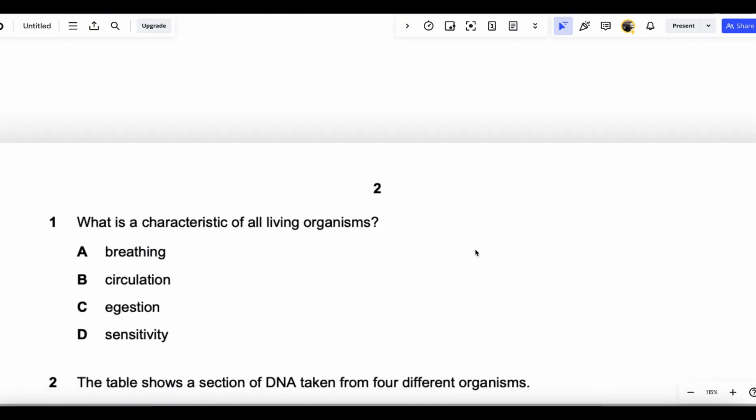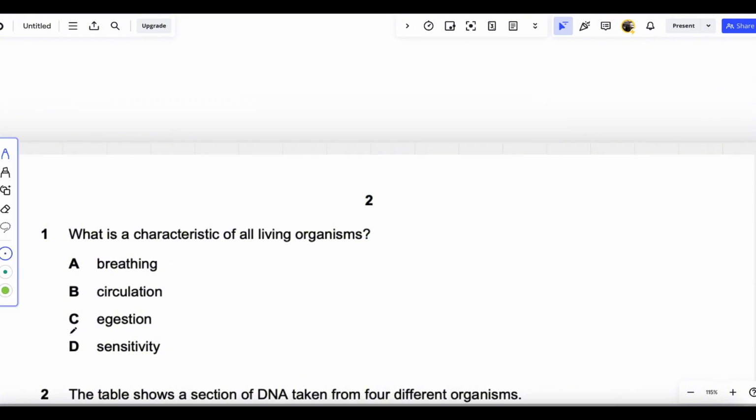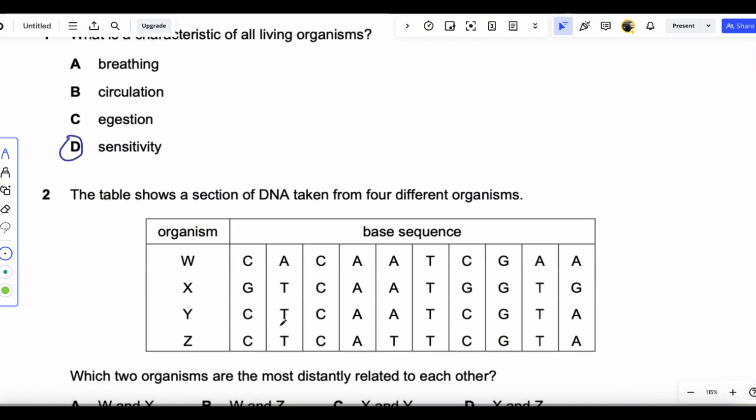What is a characteristic of all living organisms? Breathing? No, we did Mrs Green, right? Breathing is not there. Circulation is not there. Ejection is not there. Sensitivity is there. So number 1 is D. Sensitivity, from Mrs Green. Okay, we go to number 2 quickly.